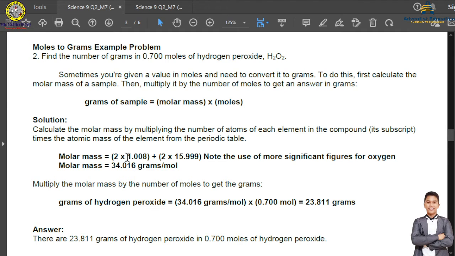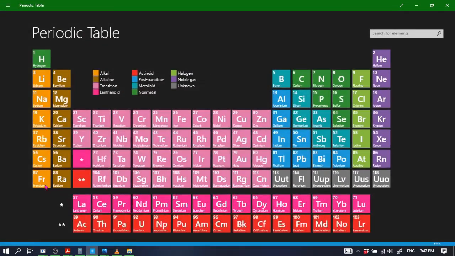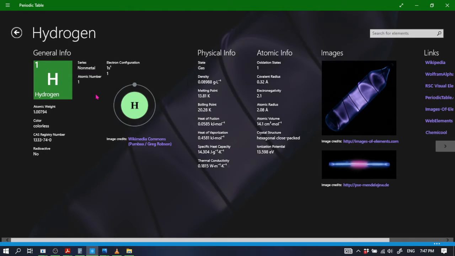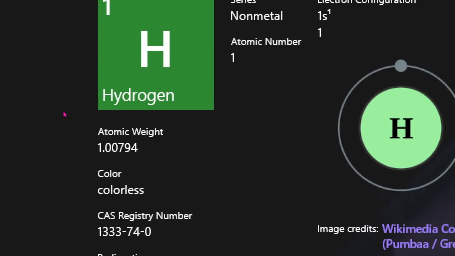Find the molecular mass for the hydrogen. There are 2 hydrogen in that compound. So the hydrogen is 1.08. I'm not sure if this is correct, so we will check our periodic table. This is the hydrogen here. The atomic weight for hydrogen is 1.008, more precisely 1.00794, times 2, because there are 2 hydrogen in that compound.